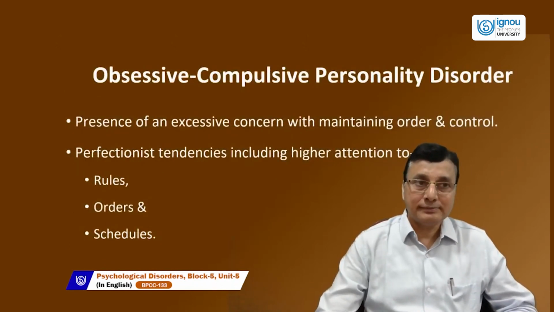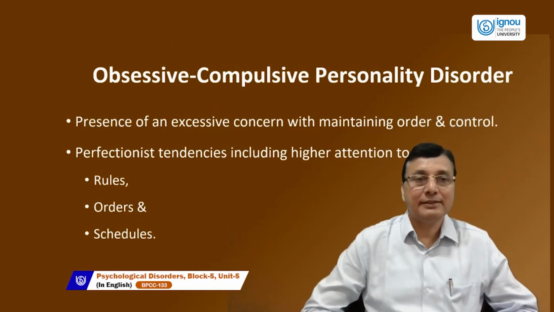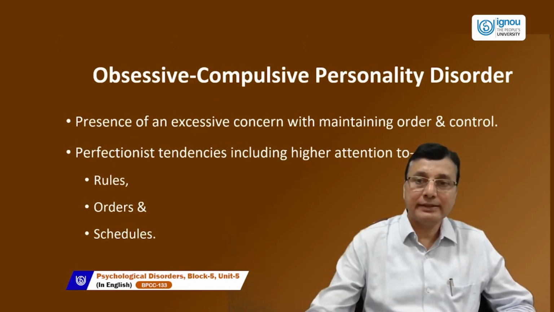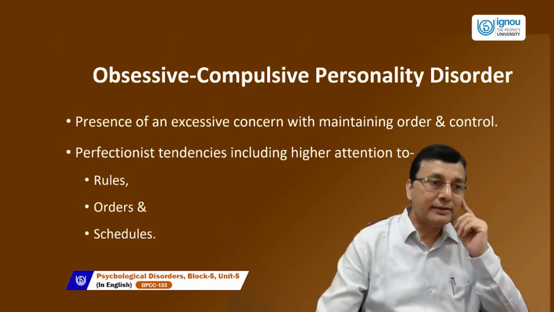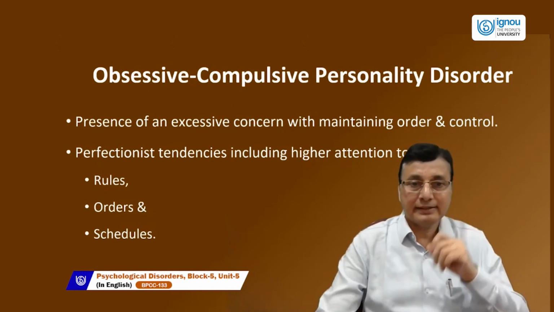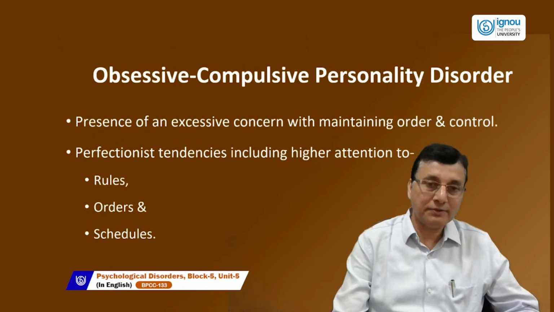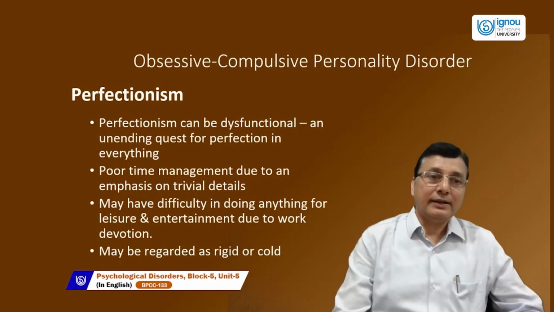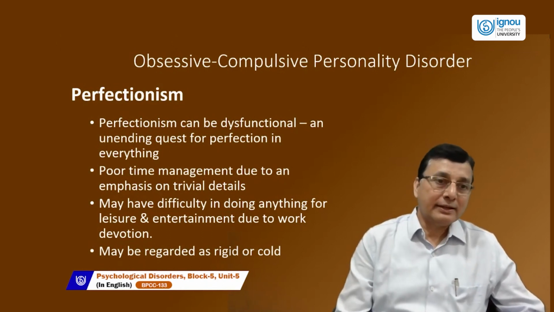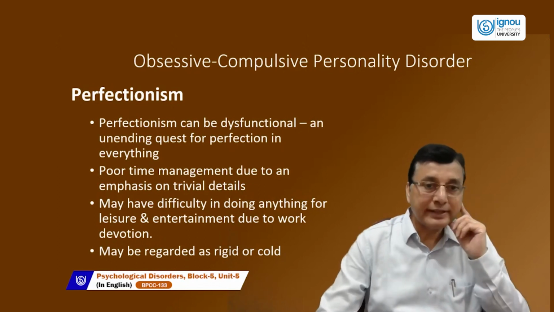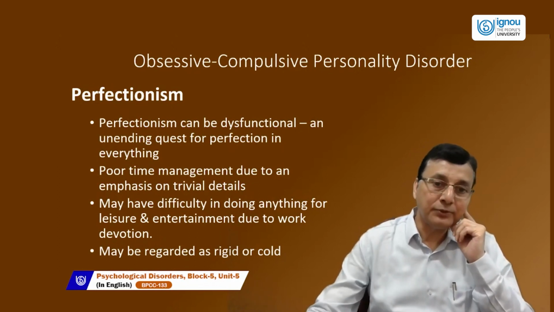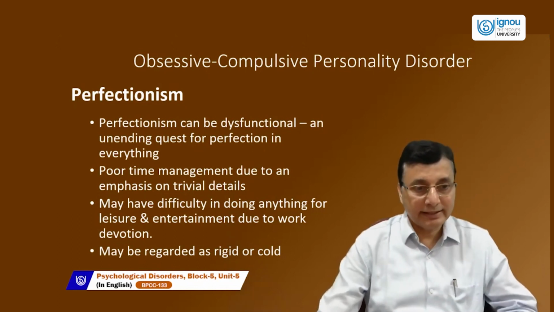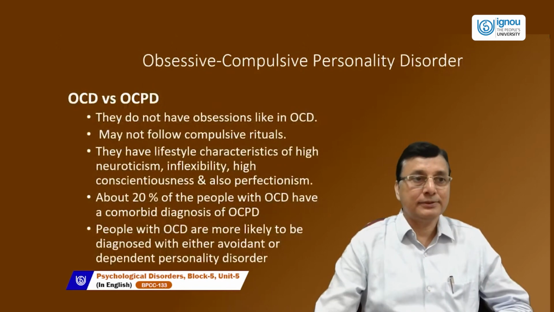Coming to the third personality disorder, called OCPD. There is presence of excessive concern with maintaining order and control, and perfectionist tendencies, including higher attention to rules, order, and schedules. They are very high in perfectionism to the extent of dysfunction. There is an underlying quest for perfection in everything, poor time management, and they may have difficulty doing anything for leisure and entertainment due to devotion to work, and may be regarded as rigid or cold.